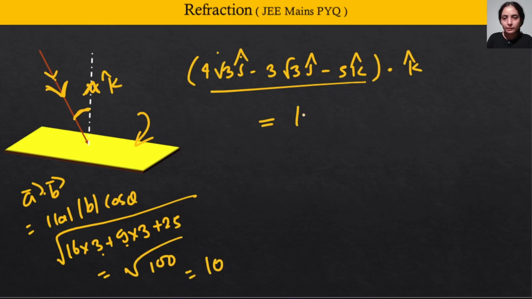Okay. So this is 10 into k cap, which is a unit vector with modulus 1, and this into cos theta. Now see, doing the dot product: k dot i will be 0, k dot j will be 0, k dot k will be 1, so basically minus 5.